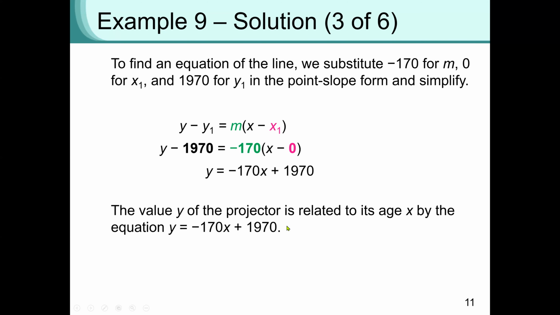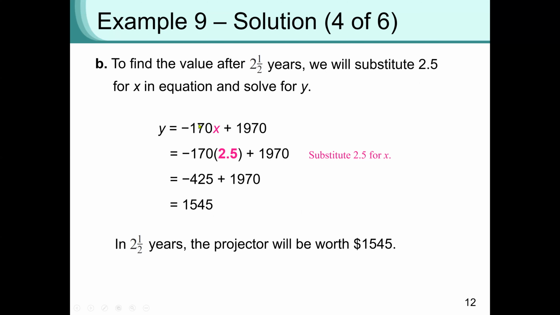So this means the value of the projector is related to its age x by the equation y equal to minus 170x plus 1970. Now if we want to find the price of the projector after 2.5 years, we just substitute 2.5 in the equation. So B, find the value of the projector after 2.5 years. We're going to substitute 2.5 for x in the equation. Then we solve for y. So here we get y equal to negative 170x plus 1970. x is 2.5. So negative 170 times 2.5 will give us negative 425 plus 1970. We find the difference of the two. We get 1545. So this means after 2.5 years, the projector will cost $1,545.